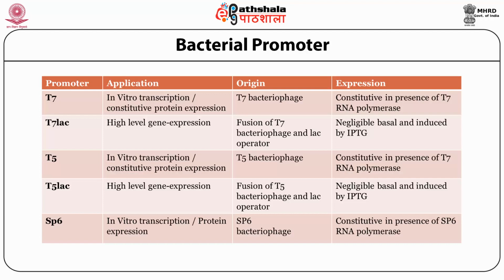Similarly, from T5 bacteriophage, we have the T5 promoter. Again, another variant of it is available as T5 lac, which is a fusion of T5 bacteriophage and the lac operator. Again, T5 and T5 lac can be constitutive or can be tightly regulated, like T7 lac. Another one is SP6, which is isolated from SP6 bacteriophage. Again, it can be constitutive if we provide SP6 RNA polymerase, and this has also been used for in vitro transcription assays and for protein expression experiments.